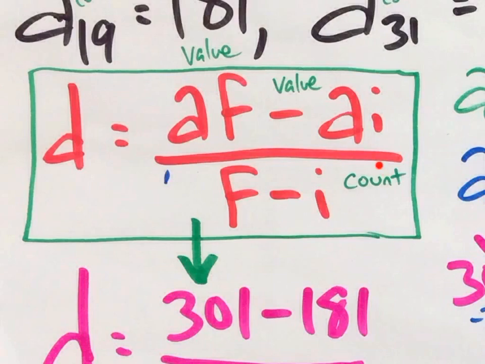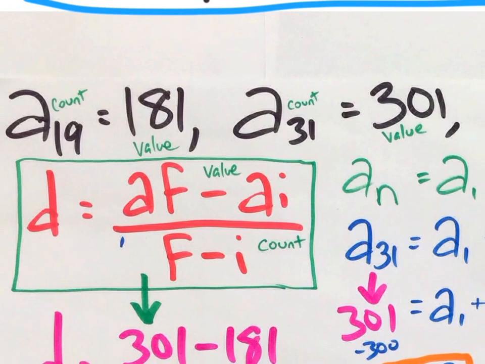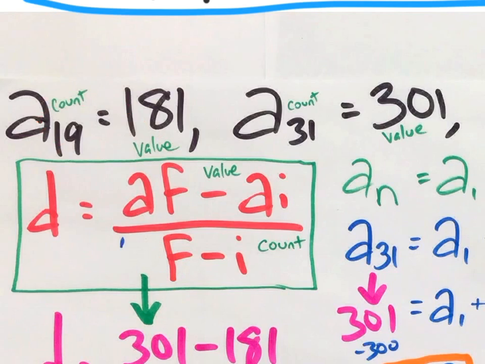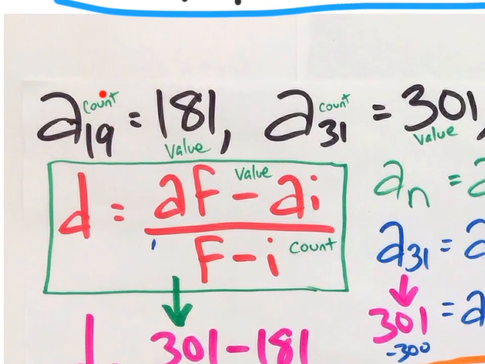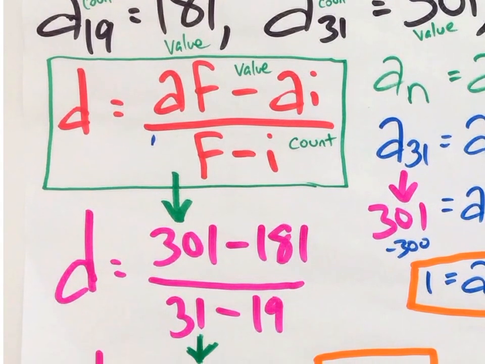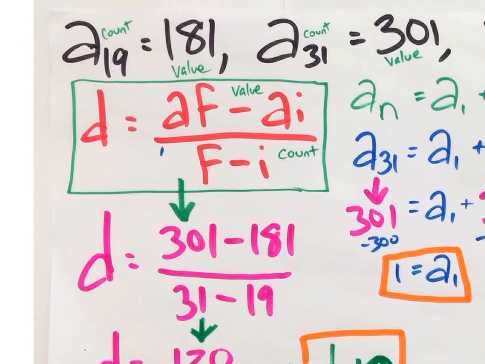And what do these mean? Well, the numerator refers to the values. In this case, it's going to be 181 and 301 over the count, which is the numbered term. In this case, it's going to be a sub 19 and a sub 31. So let's plug that in. And when we do, it's going to look a little bit like this. So we're going to take 301. This is the final term. This is the final value minus 181. Plug that in on the top. Over 31, the final count, minus the initial count.